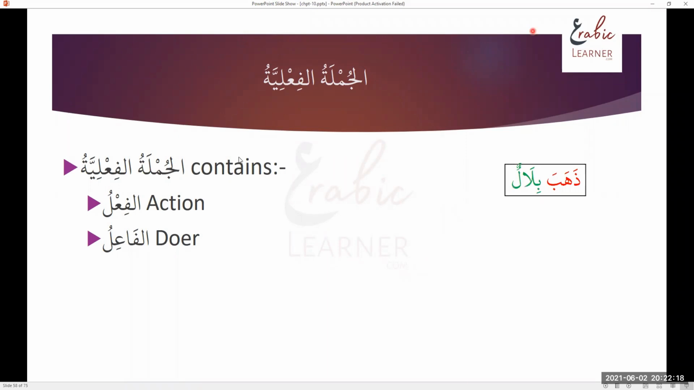Let's take the example. Zahaba Bilalun. Bilal went. In normal English, the meaning of that will be Bilal went. If I go with literal translation, I'll say went Bilal. But again, it is awkward to say that. So in normal English, I will say Bilal went. Now, since it is a Jumla Fi'liyah, it started with fi'l. Zahaba means went. He went. It has a sense of he hidden in it. Now, Bilalun. So this is fi'l and this is fa'il. Who went? Who is doing the action? Bilal is doing the action. What is the action? Zahaba is the action. Fi'l is Zahaba. And fa'il is Bilal. Okay? Clear?